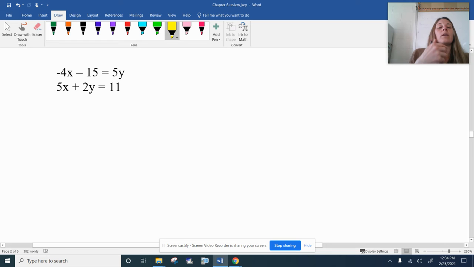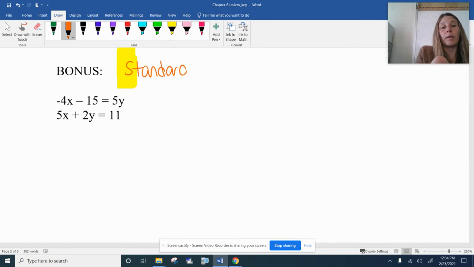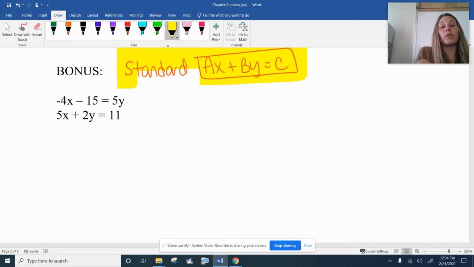Okay, now this one, you might notice, is not in standard form. So remember, standard form is ax plus by equals c. In order to use this elimination method, you would have to have both of your equations in standard form lined up and stacked on top of each other.